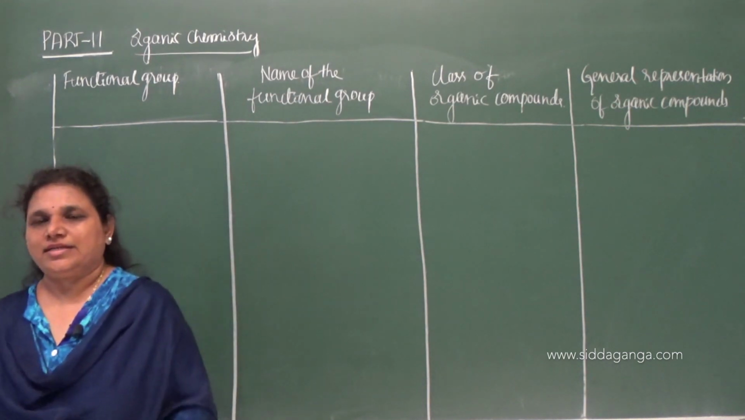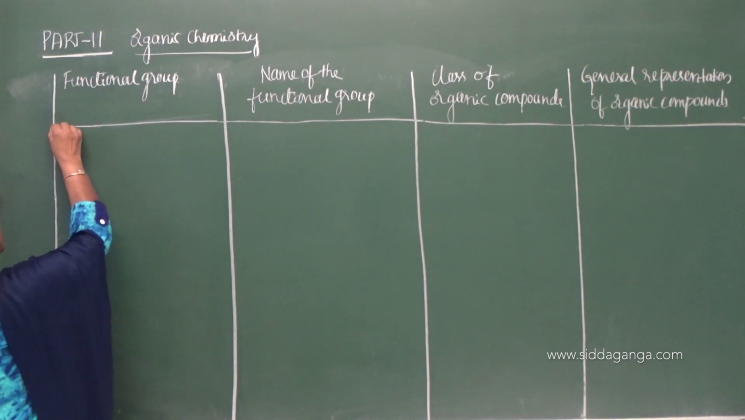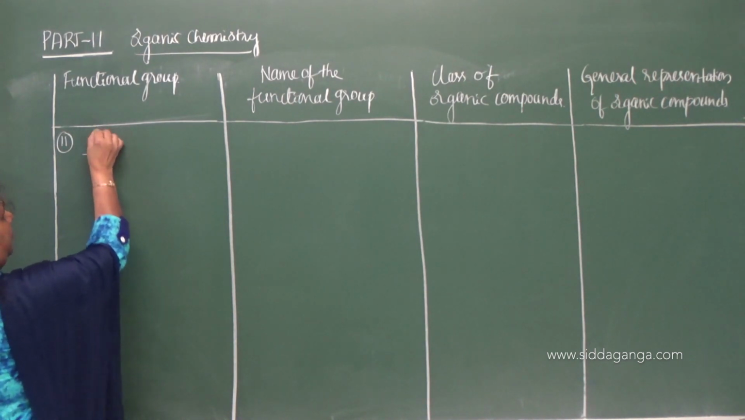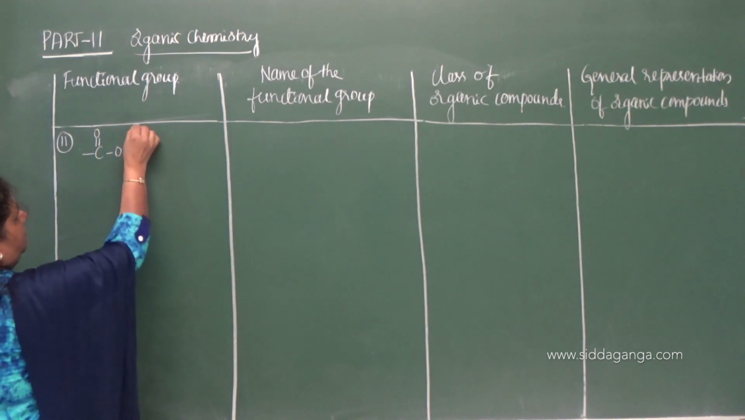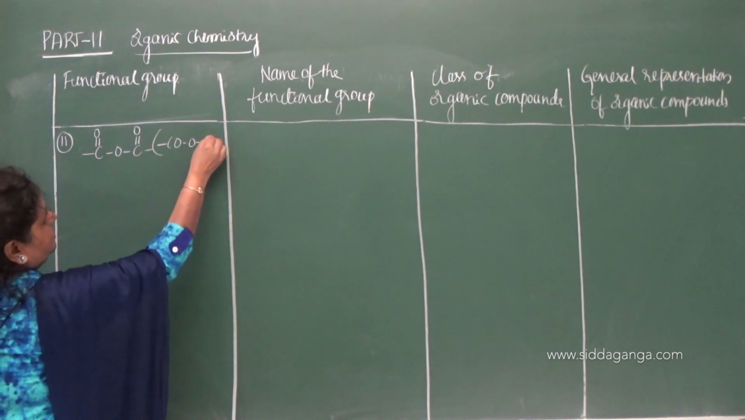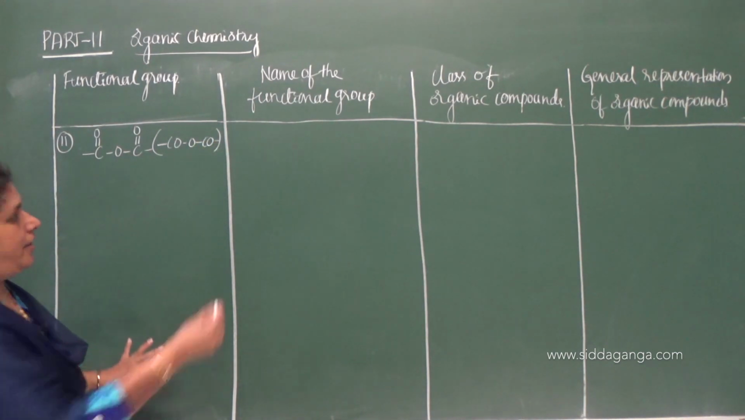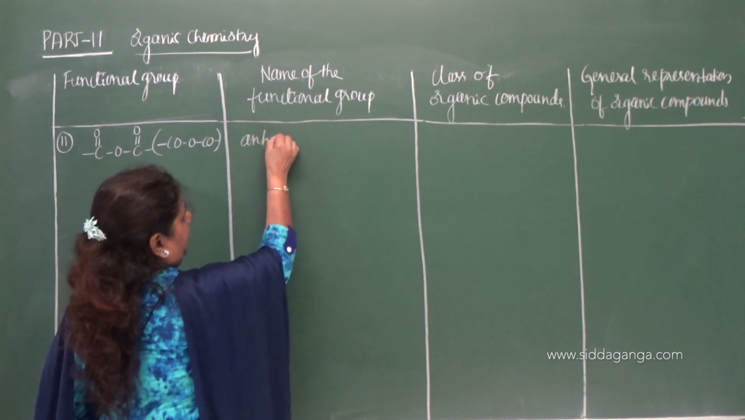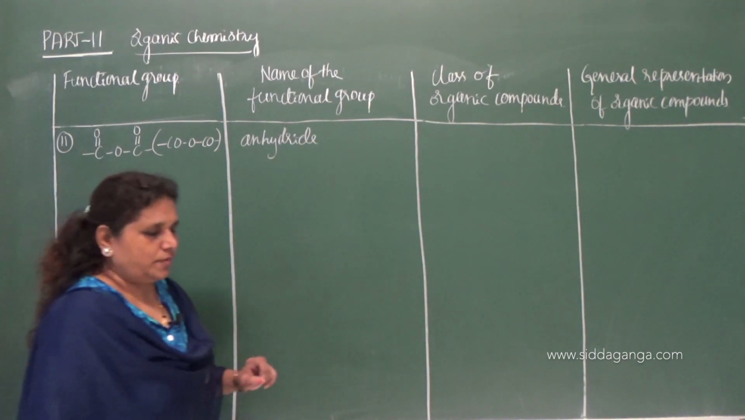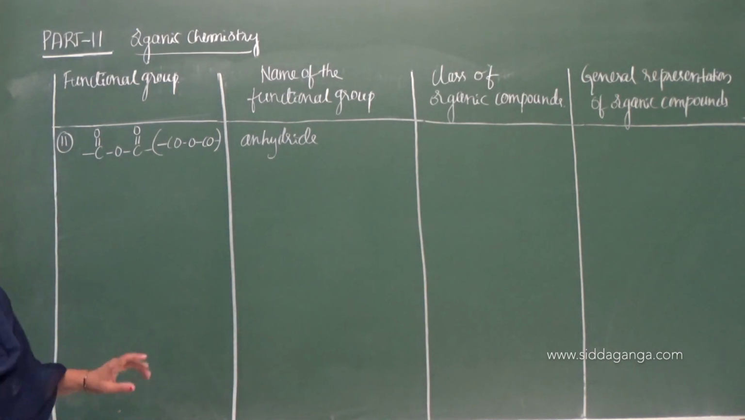Let us move on to the next class of organic compounds based on the functional group, that is the 11th one. Continue the table. C double bond O, O, C double bond O. You can also write like this, COO, CO. This is called the anhydride group. This group is obtained by removing one molecule of water from two molecules of acid.